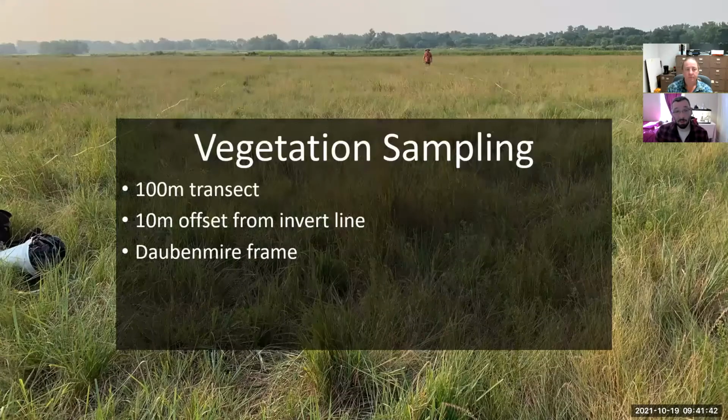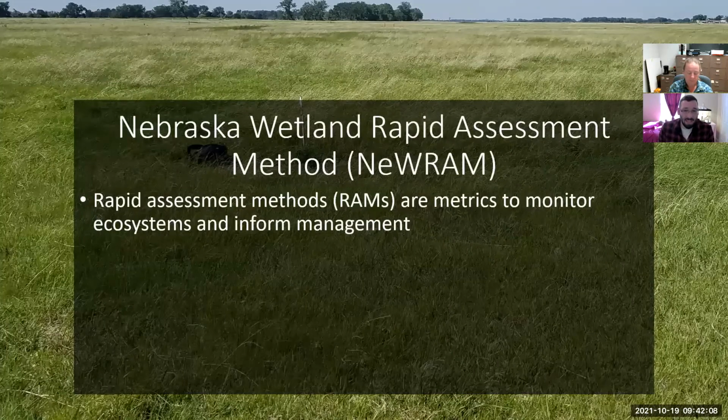I also wanted to go through the rest of our methods. So vegetation sampling is also done on a 100-meter transect, but it has a 10-meter offset from our invert transect. And it's just a Daubenmire frame for identification and classification of the vegetation all along that 100-meter transect. We hope to take that data and not only calculate wetland indicator scores, but also compare it, of course, to the macroinvertebrate community.